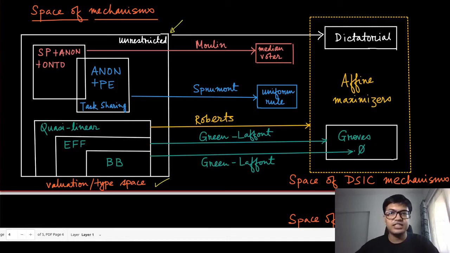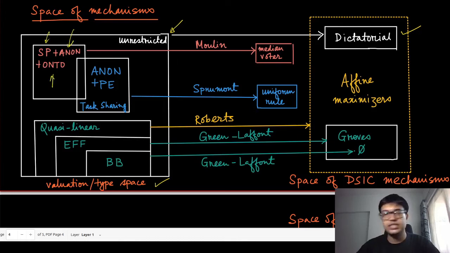This is the class that takes care of all other subclasses or subdomains. If it is unrestricted, then by the Gibbard-Satterthwaite result, we know that the mechanism that can satisfy DSIC is dictatorial. Of course we are also looking at some other properties, but at this point we are not so much worried. The broader result is that in the unrestricted domain, to satisfy dominant strategy incentive compatibility, we will only have the dictatorial mechanism.